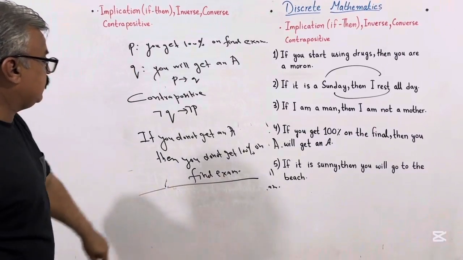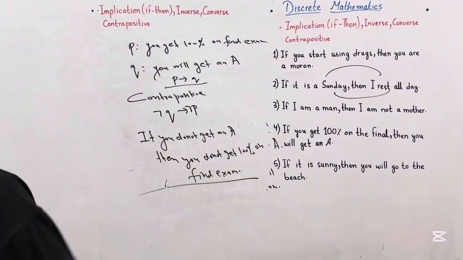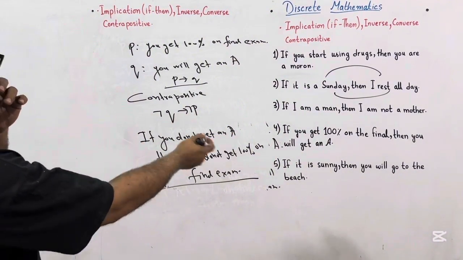This is our contrapositive of this simple implication P implies Q. Our P is, given statement is, if you get 100% on the final, then you will get an A.